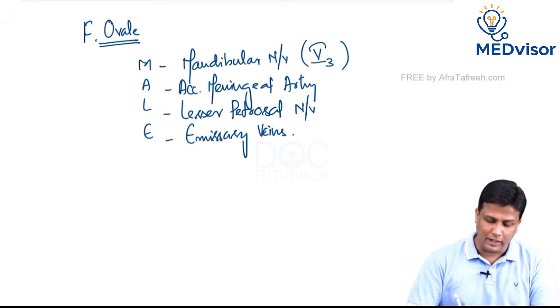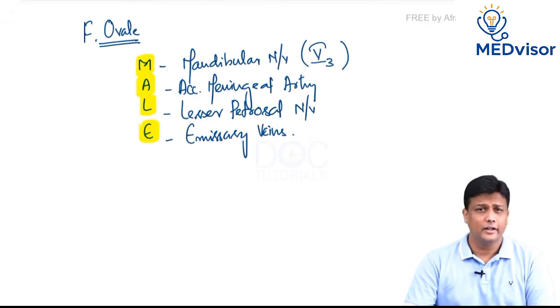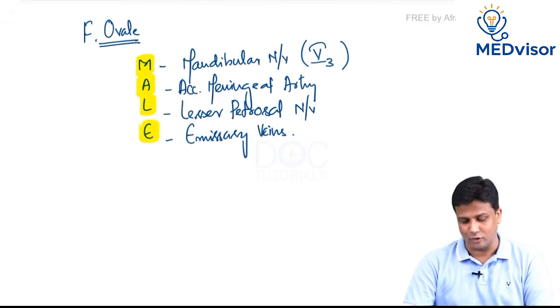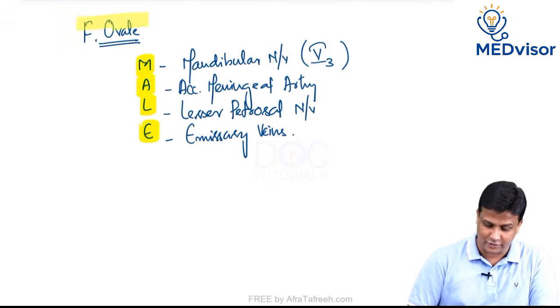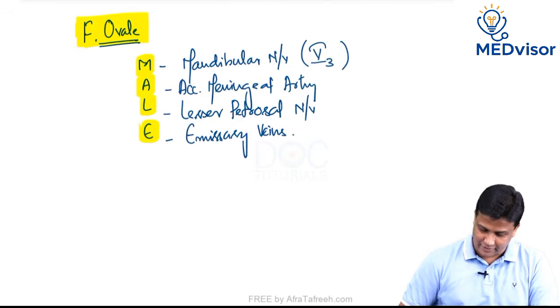Perfect. So foramen ovale, remember the mnemonic. What are the structures going to pass through that one? MALE. And M stands for mandibular nerve, A for accessory meningeal artery, L for lesser petrosal nerve, and then E stands for emissary veins, guys. All these are the structures going to pass through foramen ovale. Now coming back to our diagram, guys, let's complete there.